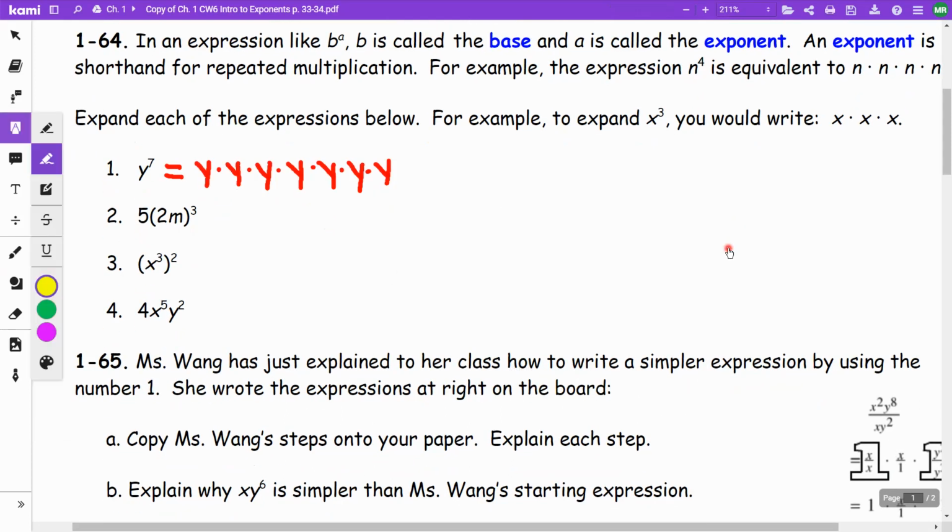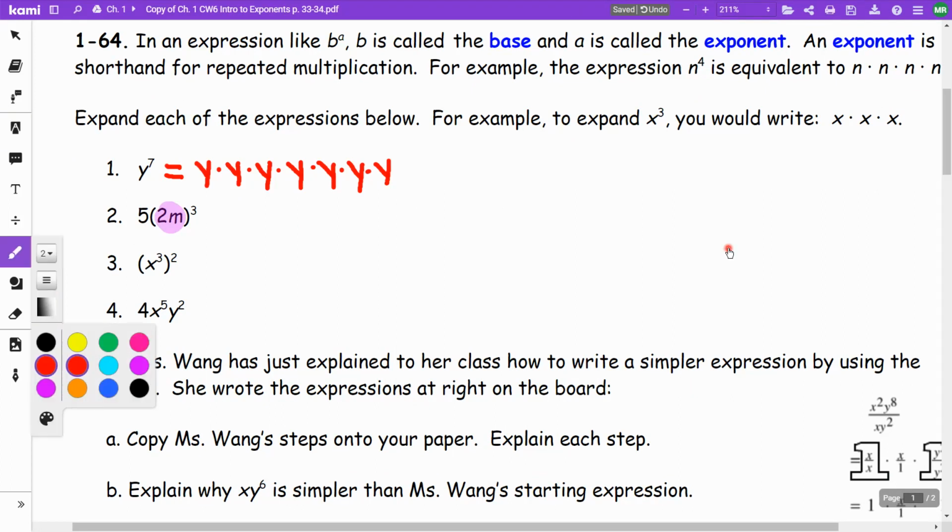Now, what you have to be careful of is one like number 2. Only the 2m is being raised to the power 3, not the 5. The 5 is not being raised to the power 3. So the 5 is going to stay. What's going to be raised to the power 3 is the 2m. So I'm going to go 5 times 2m times 2m times 2m. Okay, that's what it would be in expanded form.